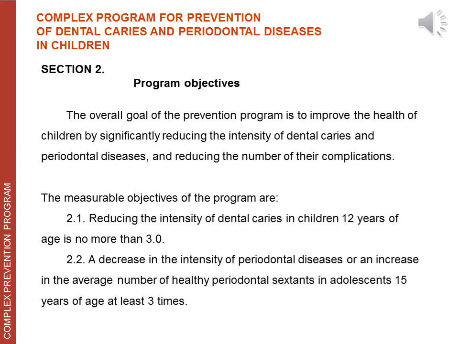Section 2. Program Objectives. The overall goal of the prevention program is to improve the health of children by significantly reducing the intensity of dental caries and periodontal diseases and reducing the number of their complications. The measurable objectives of the program are reducing the intensity of dental caries in children by 12 years of age to no more than 3, and a decrease in the intensity of periodontal diseases, or an increase in the average number of healthy periodontal sextants in adolescents 15 years of age, at least 3 times.